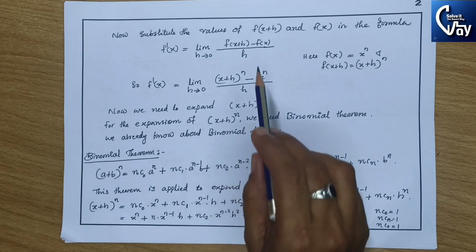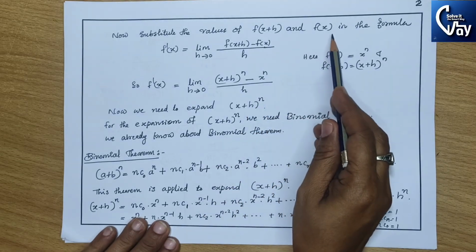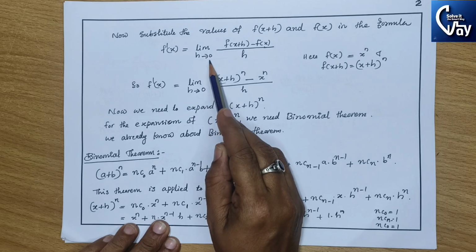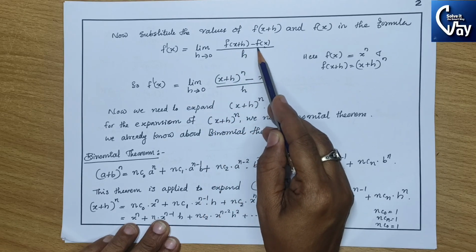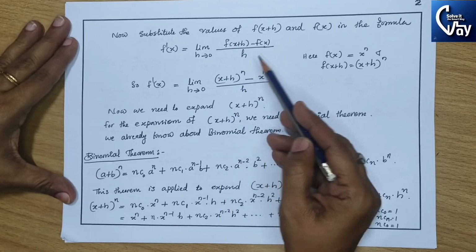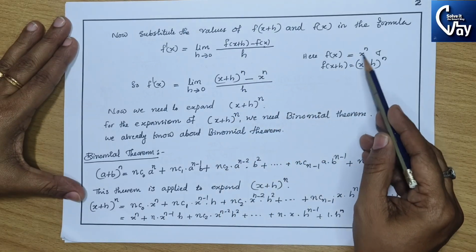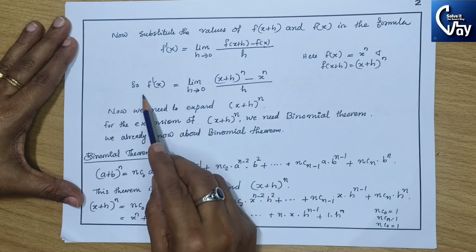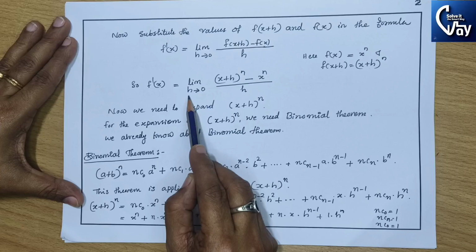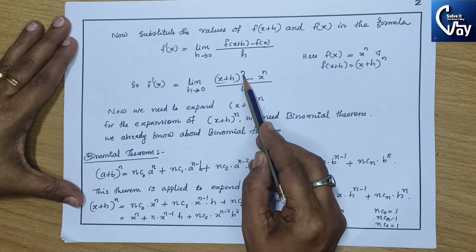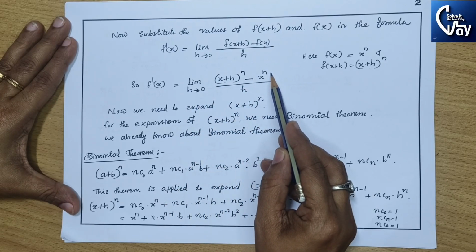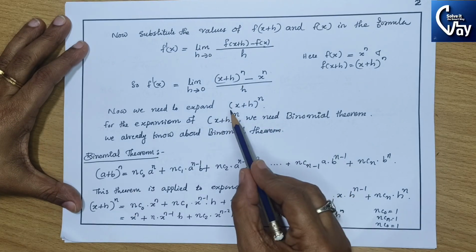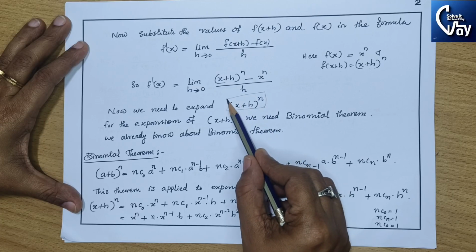Now substitute the values of f of x plus h and f of x in the formula f dash x equals limit h tends to 0 of f of x plus h minus f of x, by h. So f dash x becomes limit h tends to 0 of x plus h whole raised to n minus x raised to n, by h. Now we need to expand x plus h whole raised to n.